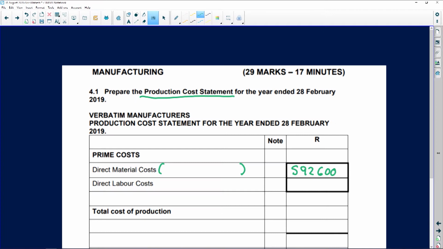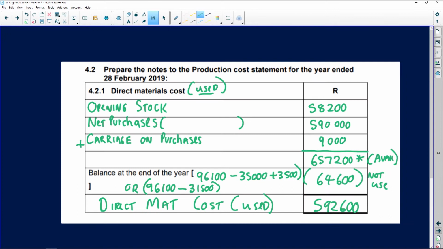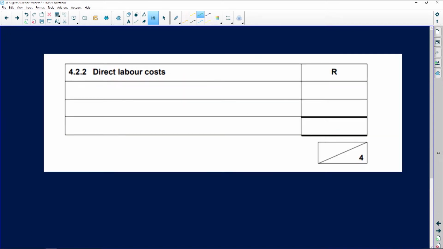Right guys, let's continue with the question. If we now move on, we are ready to calculate direct labor cost. Looking at the answer sheet given, they want me to show direct labor cost in a note form, so I'm going to do just that.